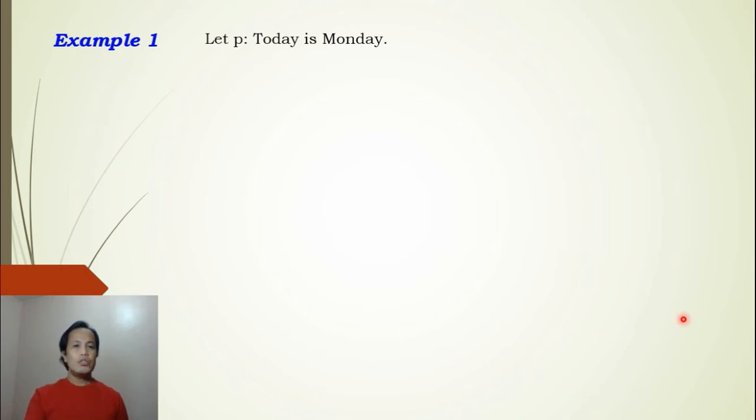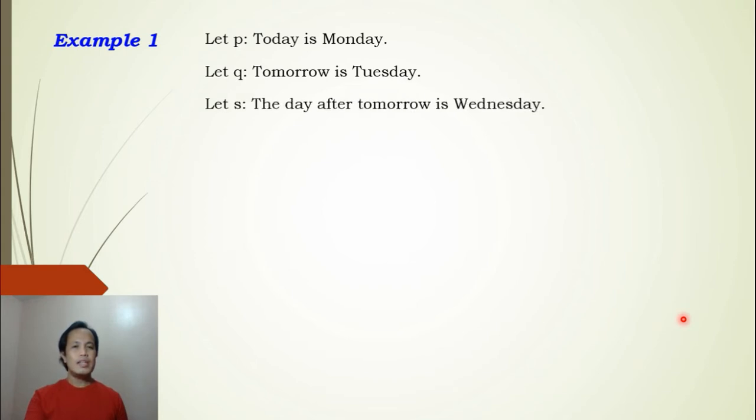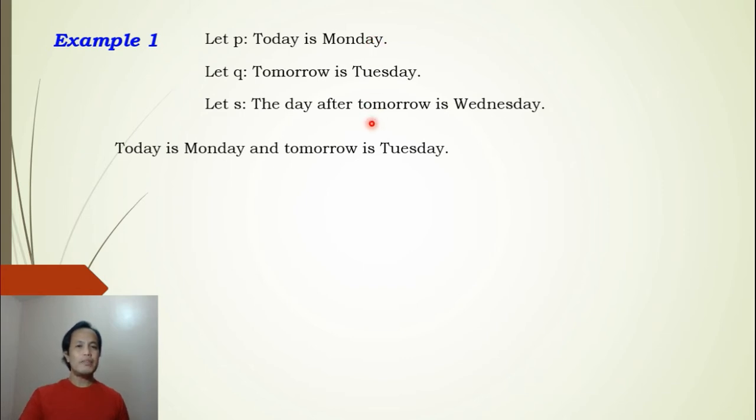We let P be: today is Monday, we let Q be: tomorrow is Tuesday, and we let S be: the day after tomorrow is Wednesday. Now we have here the different simple statements, P, Q, and S. So we have three variables. Now our focus is, given a compound statement coming from these simple statements, we need to write our symbolic logic that represents the compound statement. For example, we are given this statement: today is Monday and tomorrow is Tuesday. This is a compound statement, of course, taken from this given.